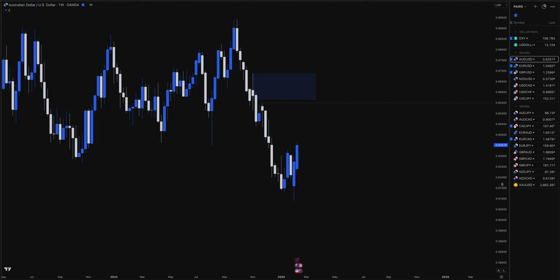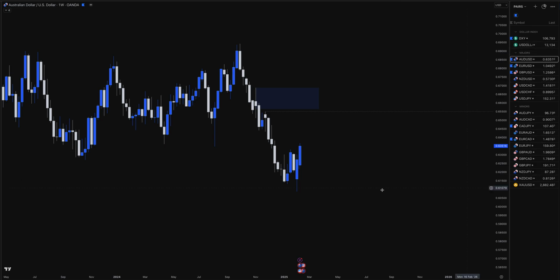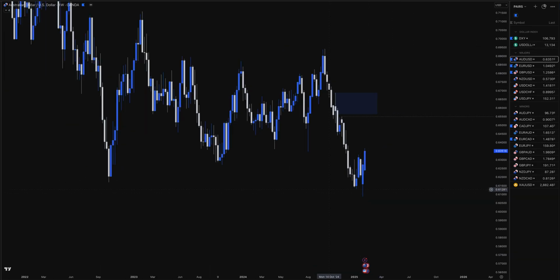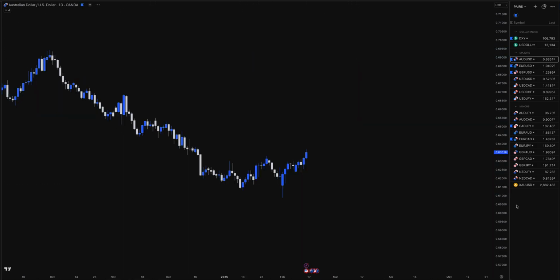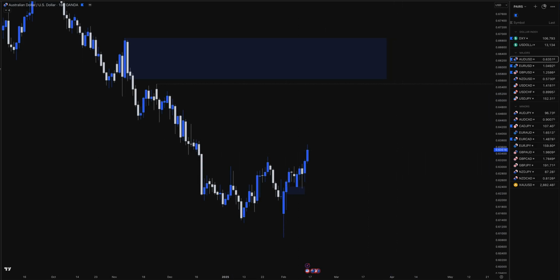Now the pairs that I am watching are the ones that I've flagged over here in blue. So we've got Aussie dollar. We've swept quite a bit of sell side liquidity, and I'm expecting price to come into premium. So on the daily time frame, I am looking for longs.